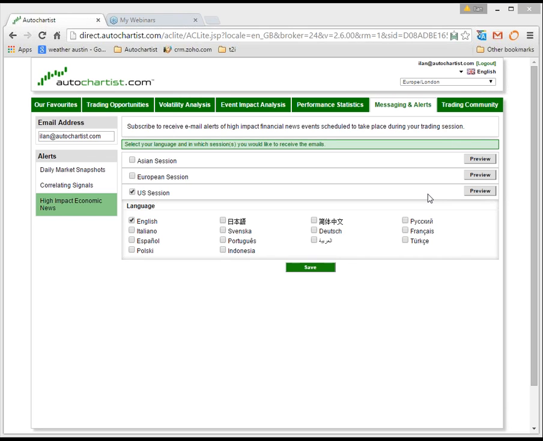With that, I hope that I've skipped over some of the more specific registration questions. If you do have any more questions about registrations, usernames, passwords, etc., please send us an email, support@autochartist.com. We'll be more than happy to assist you with that.